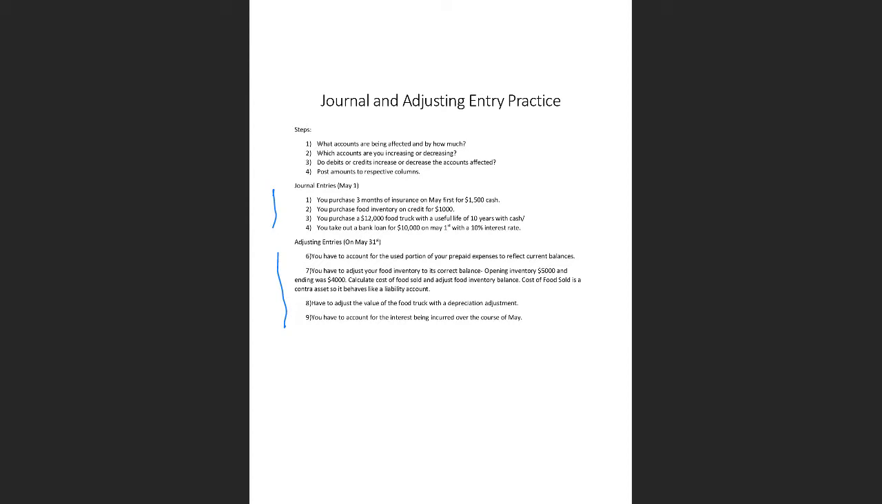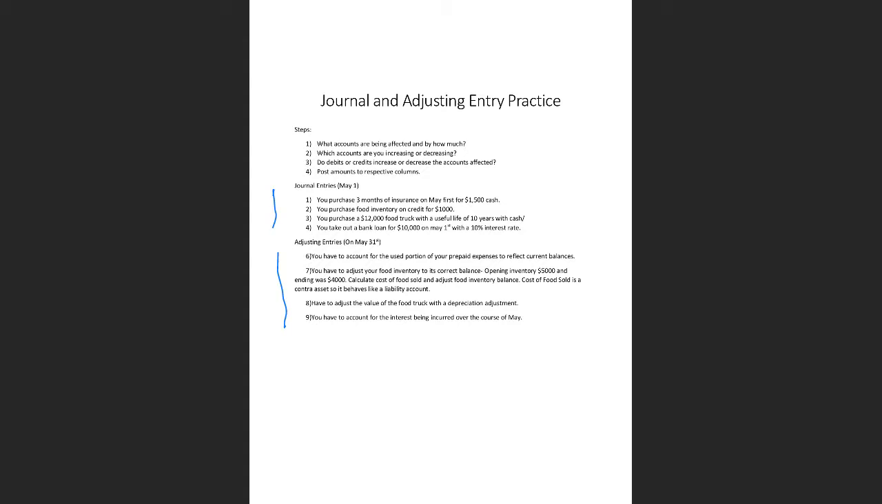Prepaid expense: an expense that has been paid for and extends into the future. Okay, so that's a bit of a definition for you. So prepaid expense is an expense that has been paid for and extends into the future, so it's going to benefit our business into the future. Because it's prepaid, it's of value. It is an asset, actually.